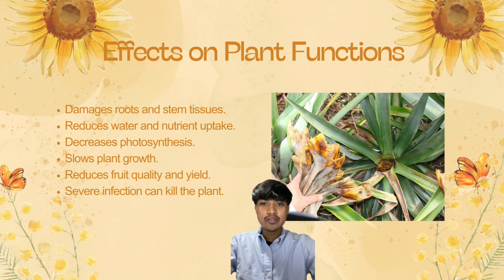Next are the effects on plant functions. This disease affects how the plant functions. It damages the roots and prevents the plant from absorbing water and nutrients properly. Because of this, the plant becomes weak and starts to show yellowing leaves. Photosynthesis is also reduced because the leaves are not healthy. As a result, the plant grows slowly, produces smaller fruits, and in several cases, the plant may die completely.